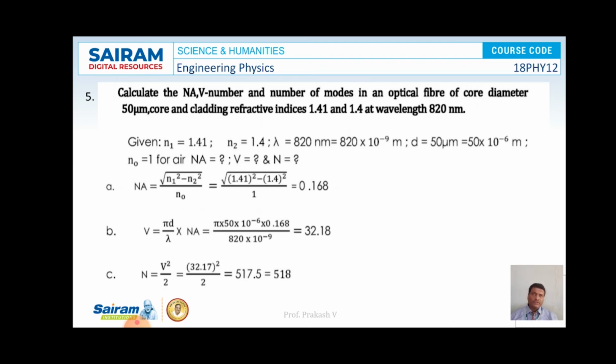And further, the value of N is equal to V square by 2. So the value of V calculated is 32.17. So substitute that here: 32.17 whole square by 2. Then on simplification, the value of N is 518. So this is the solution for the given problem.